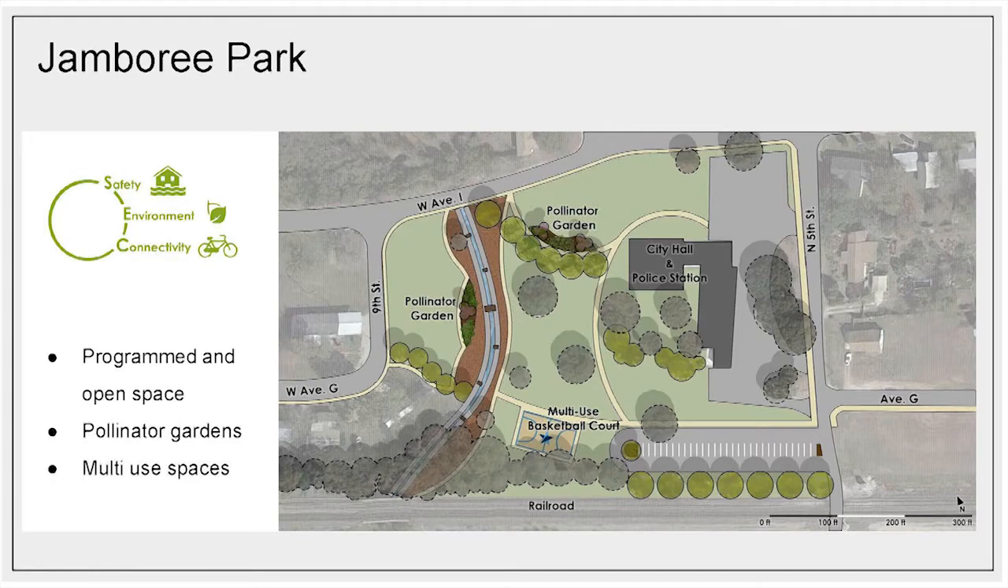Jamboree Park. Jamboree Park has 2 primary goals. The first is to activate use on the western side of Nolanville, and the second is to reinforce the edge of the existing drainage way. The basketball court can also function as a stage for performances.